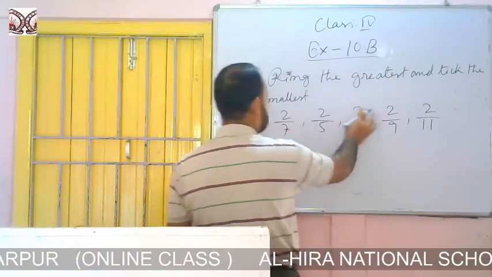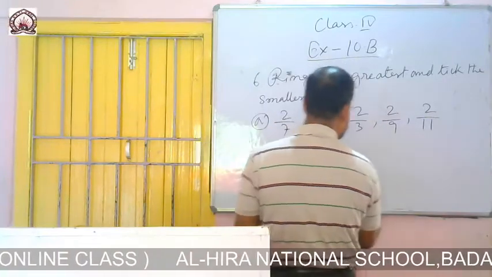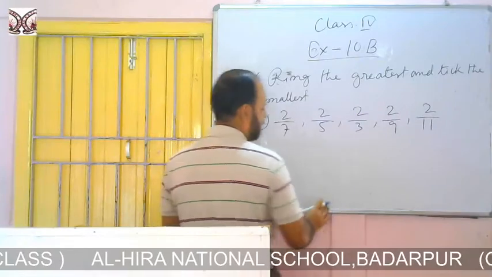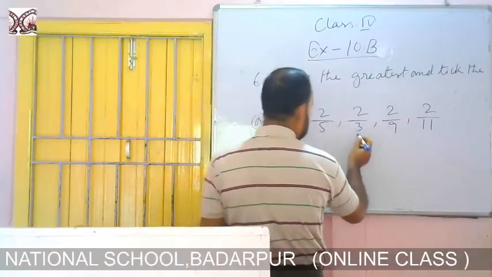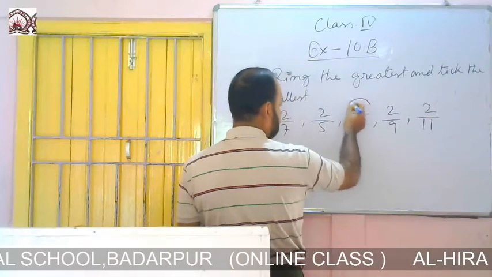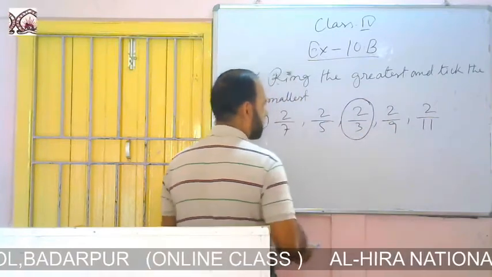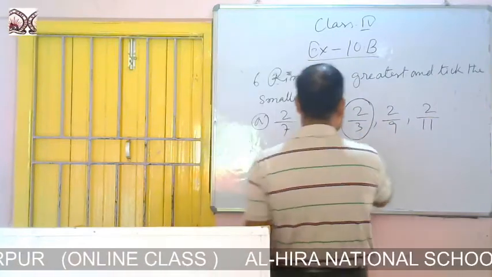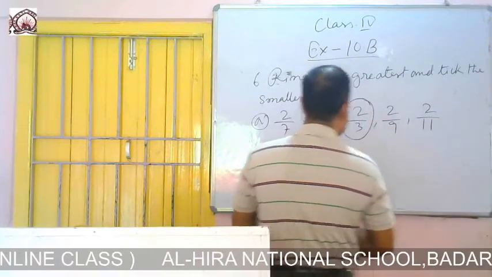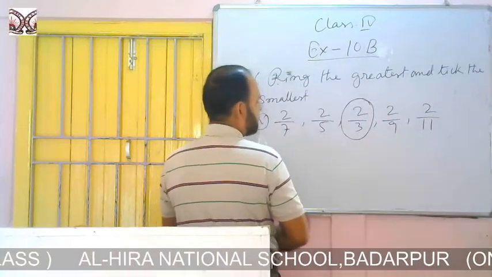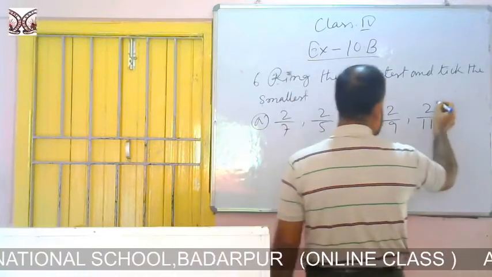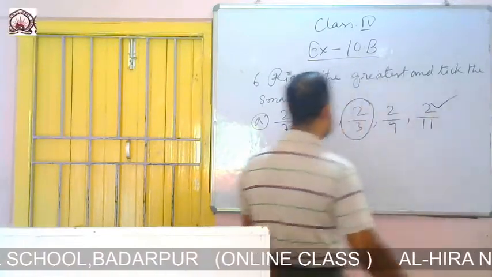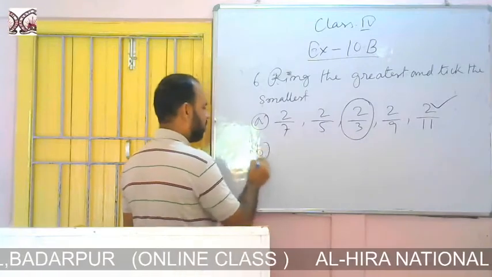So here we see all numerators are the same. If all numerators are the same, the one with the smallest denominator is the greatest. So here 3 is the smallest denominator, so this fraction is the greatest fraction. And if numerators are the same, the one with the greatest denominator is the smallest number. So this one is the smallest number. We give a tick.